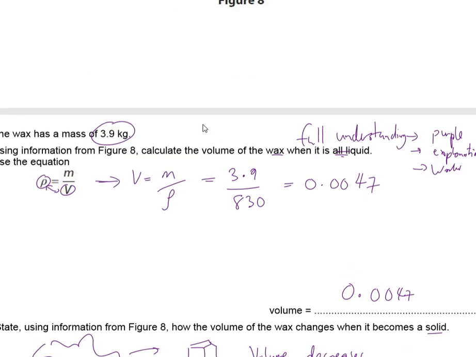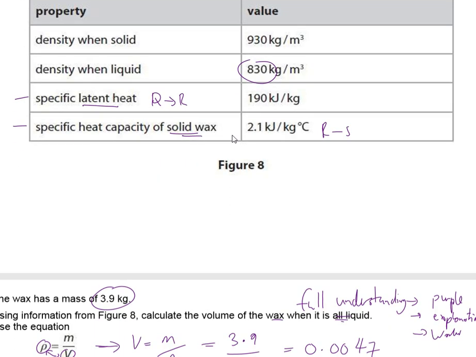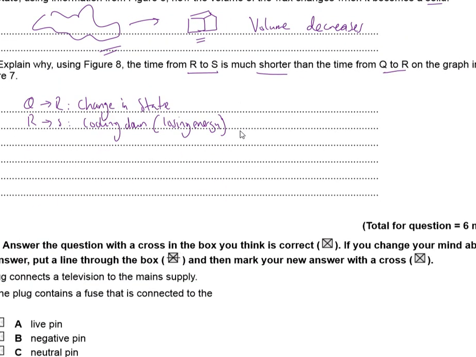Now, if I go here, let's take a look at the results. So which of these two is about Q to R and R to S? Latent heat is when changing state. So this is going to be Q to R, and when it is a solid, this is going to be R to S. So therefore, what we can see is that the energy needed to change state is 190, but the energy needed to cool down is 2.9. So therefore, we're going to start with this. So we're going to say the following.